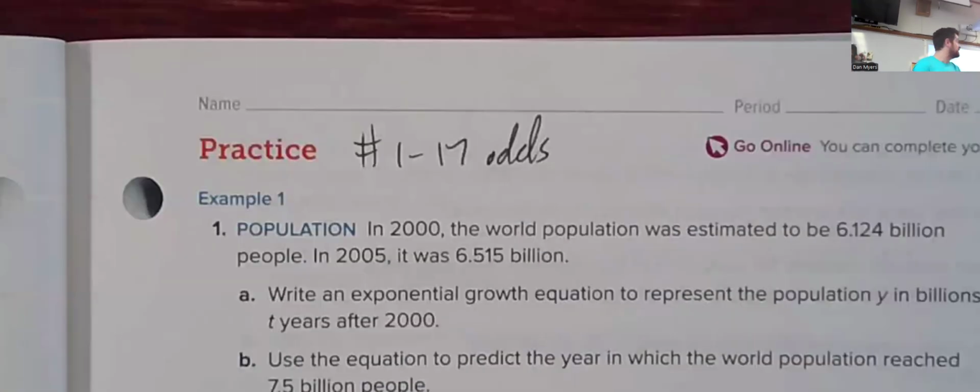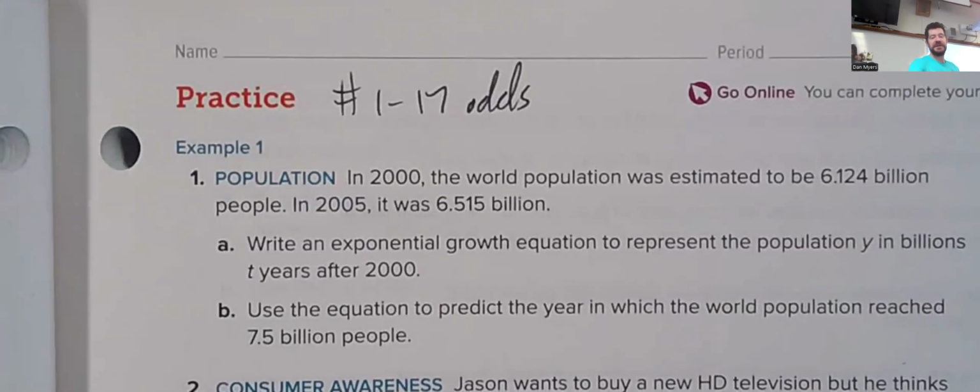All right, that's all I got for you. That's it for the unit. 1 through 17 odds is going to be your assignment. That'll be due on Monday.